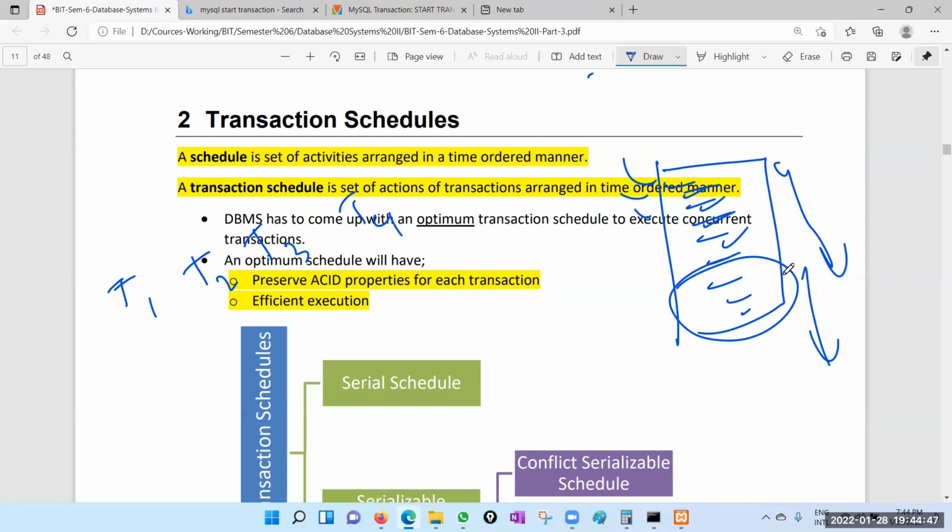And the DBMS uses special logic, special tactics, strategies to make that schedule non-conflicting. So it makes sure that the schedule is efficient. At the same time, none of your transactions will violate the ACID properties. They also want to make it very efficient. Otherwise, the transaction queue is going to be very lengthy.